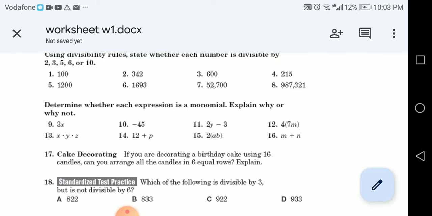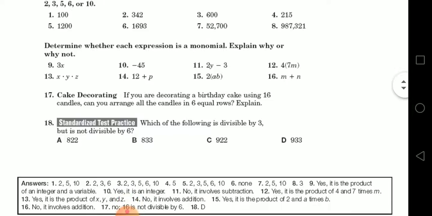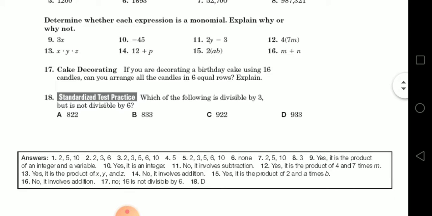What if I say negative 45? What do you think, guys? Yes, it's a monomial. Why? Because it's an integer. What about 2y minus 3? We have subtraction here, so it's not a monomial. What about 4 times 7m, with the multiplication hidden between the brackets? Yes, it's the product of 4 and 7m, right?